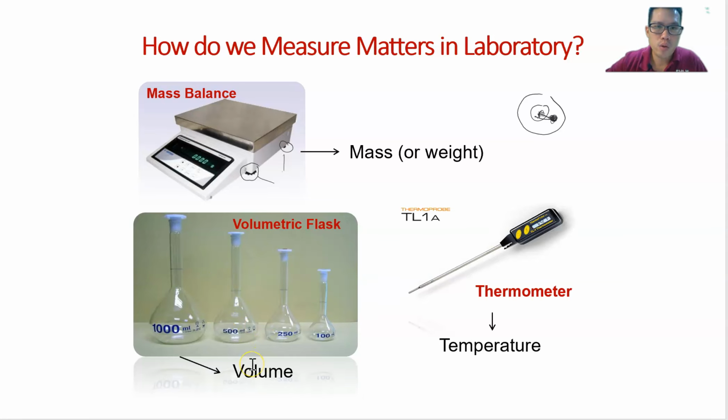The second one is volume. The most accurate way of measuring volume is using a volumetric flask, because you see there's a line here. This line is different from volumetric flask to volumetric flask, which means that even though it's written 1000 ml, the line differs because each of these flasks is individually calibrated. That's why this line will be slightly higher or lower depending on the calibration. So if you want to measure, the most accurate is using a volumetric flask.